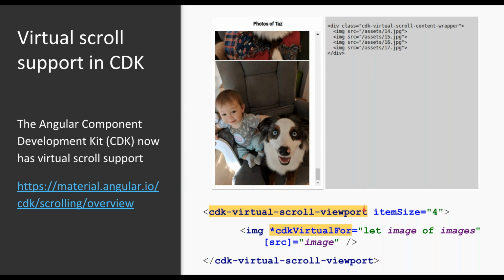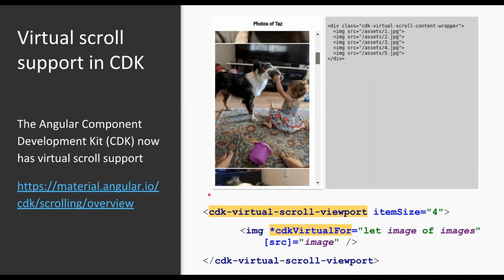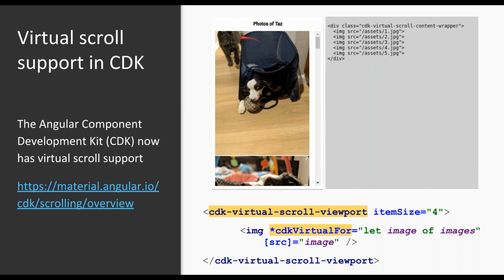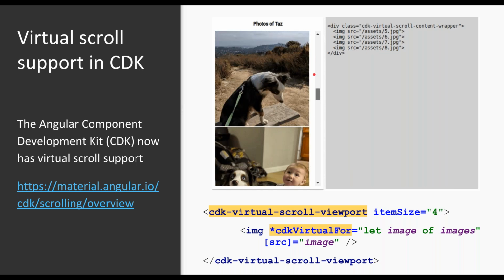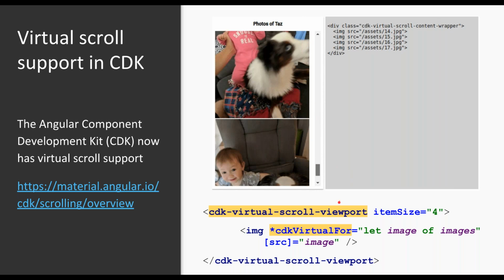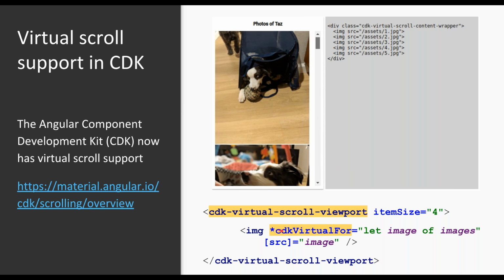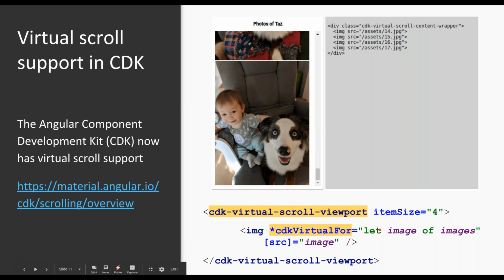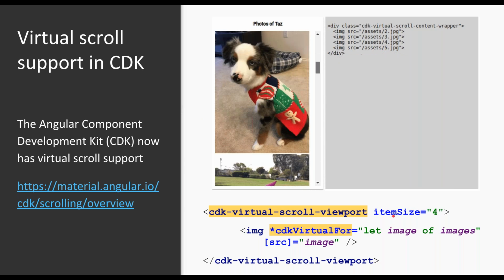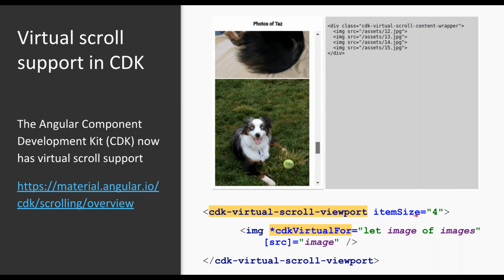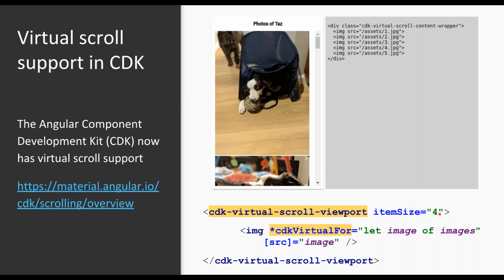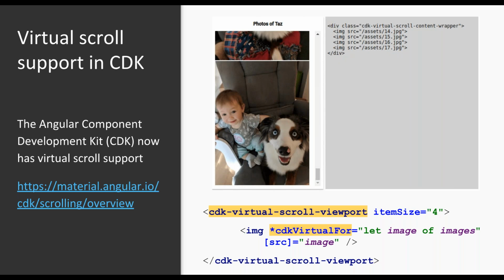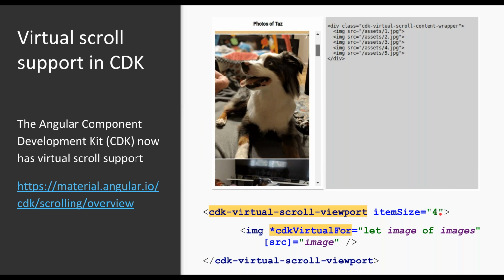And in order to use it, we just specify that we have a CDK virtual scroll viewport, which is really this area of the screen where we can scroll down. And inside that viewport, we use the CDK virtual for, which is a loop that's going to iterate through all of our images. And as you can see up here on the viewport, we specify that the item size that we want is 4. And this tells the CDK that at any given time, when we are scrolling through the list, we only want to have 4 images that get loaded.